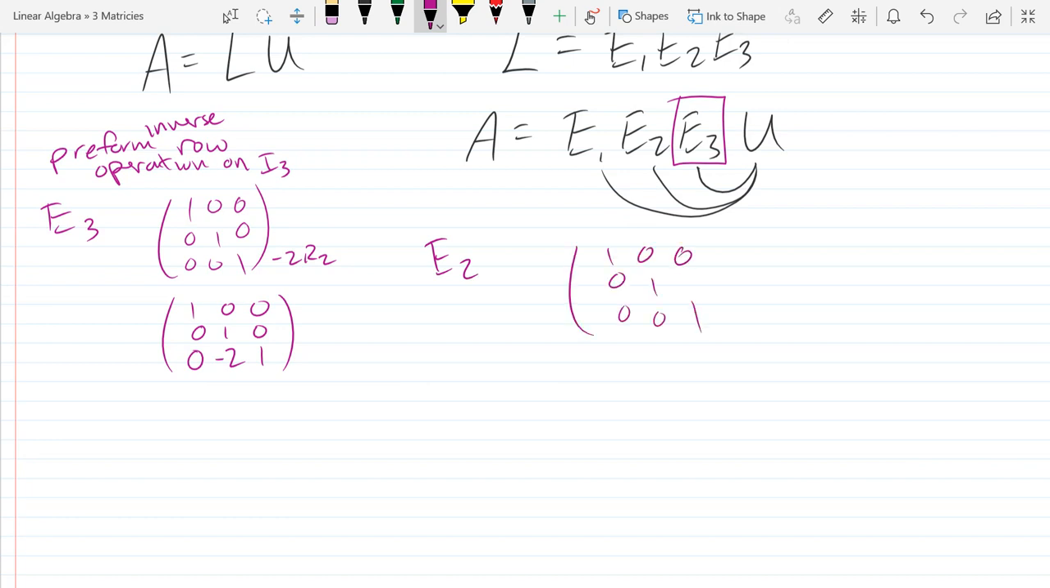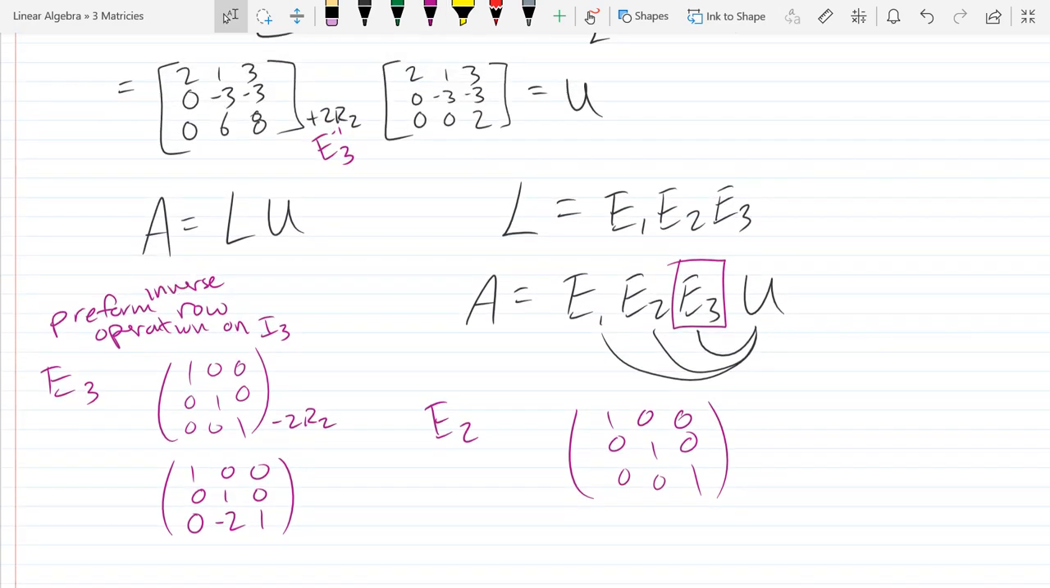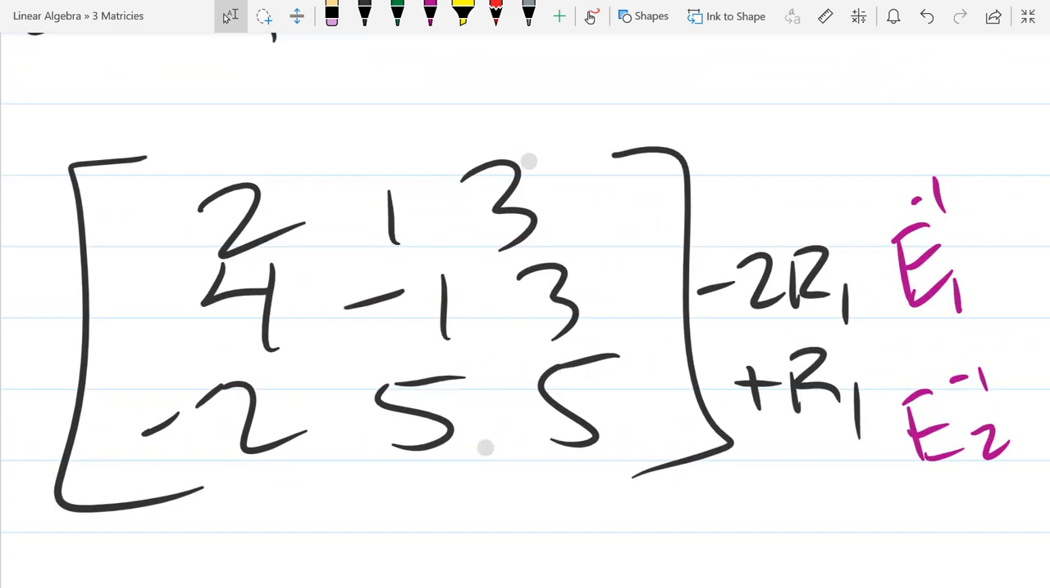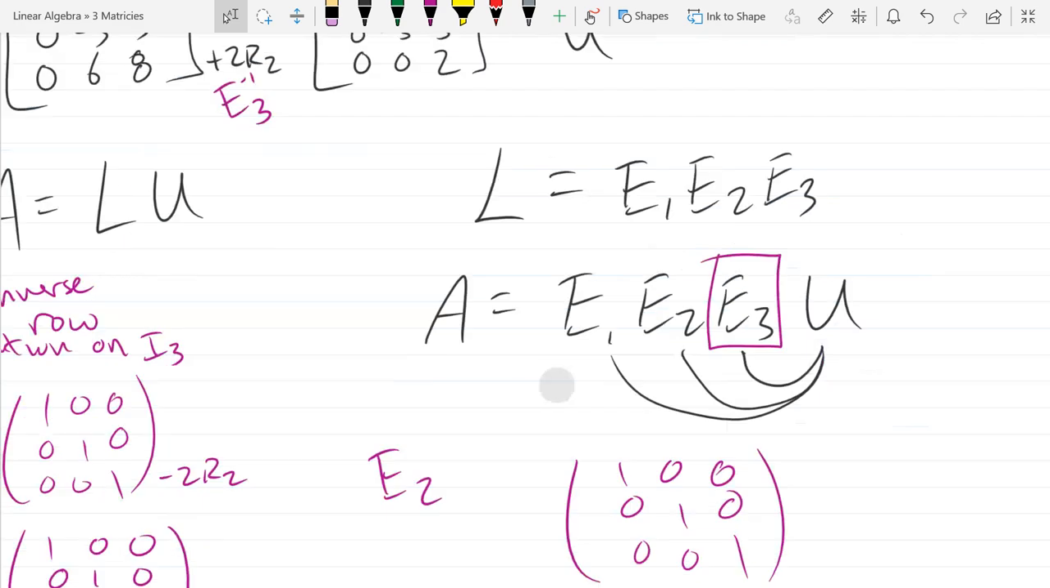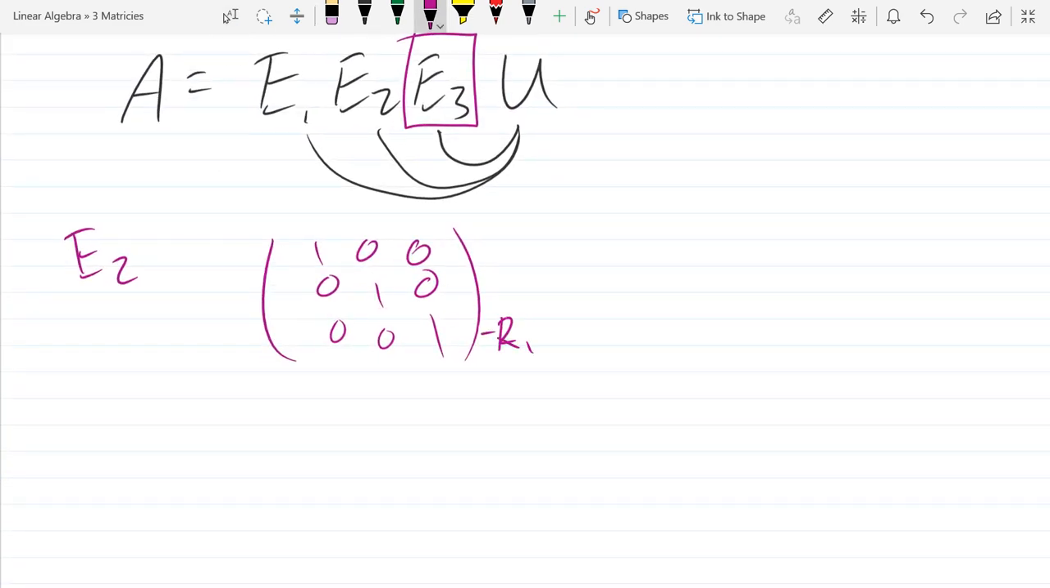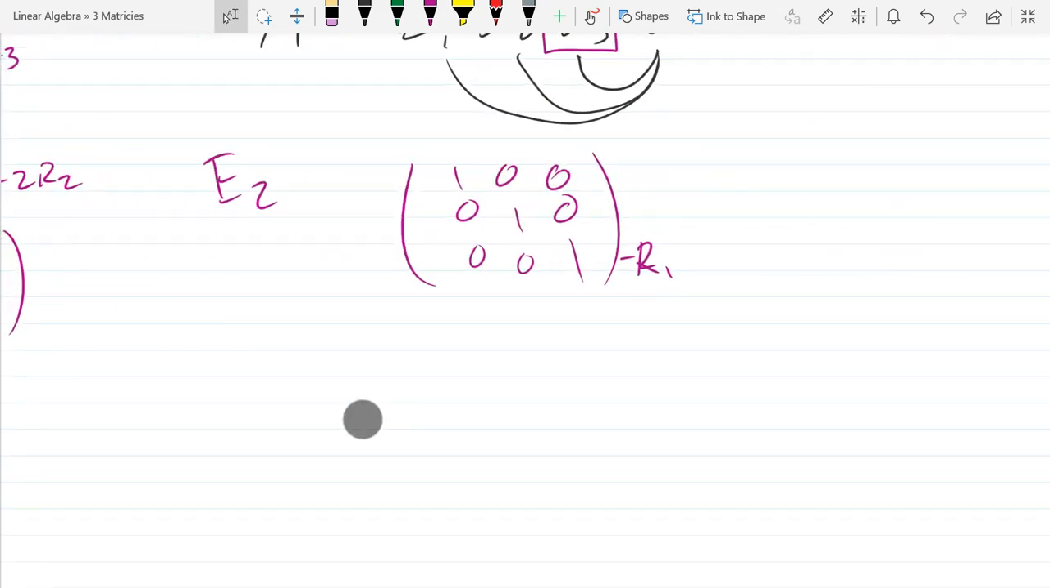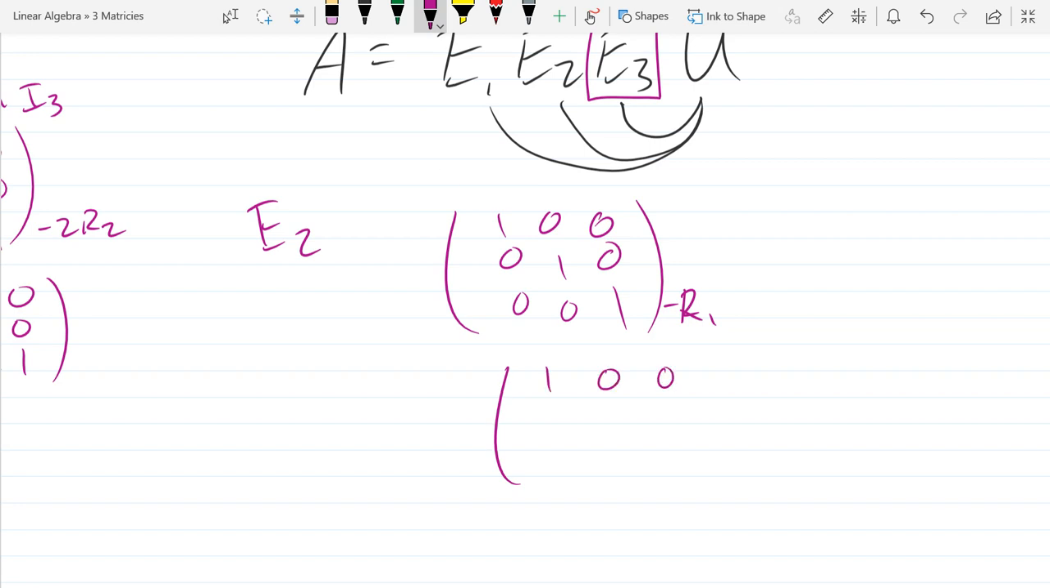So you're going to take again the 3x3 identity, and I'm going to zoom in to the matrix you need to look at. So just do the E2 operation here. What is the opposite of adding row 1 to row 3? Subtracting row 1 from row 3. So do that to your identity matrix, and you have E2. So that matrix is E2.